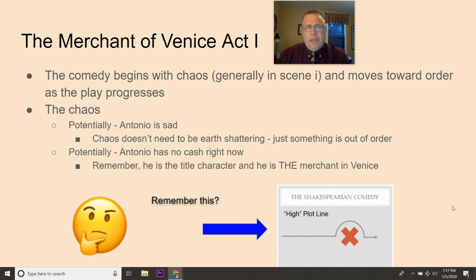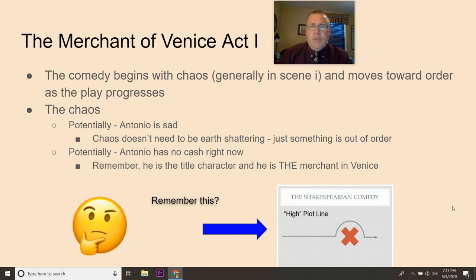Now, let's also keep in mind that the play is named The Merchant of Venice, and the Merchant of Venice is Antonio. He is the title character, so that's also something to keep in mind, right? He's an important character in the play, perhaps the most important character in the play. Heck, the play is named after him, named for him. So let's look at a couple of potential reasons.